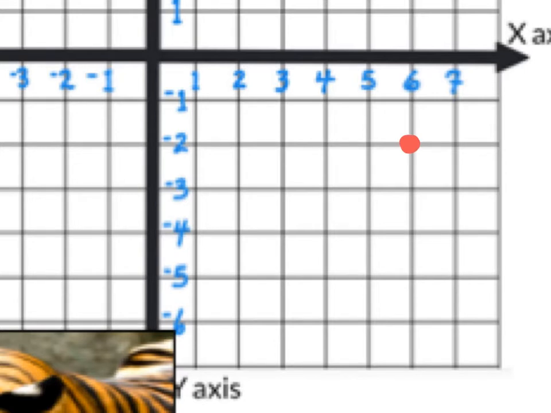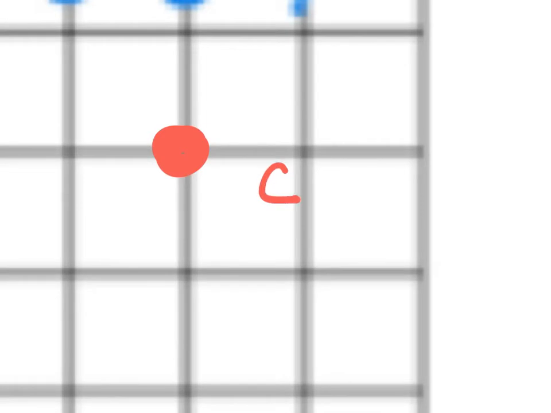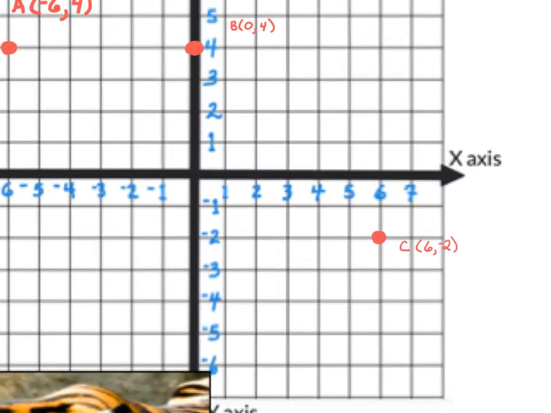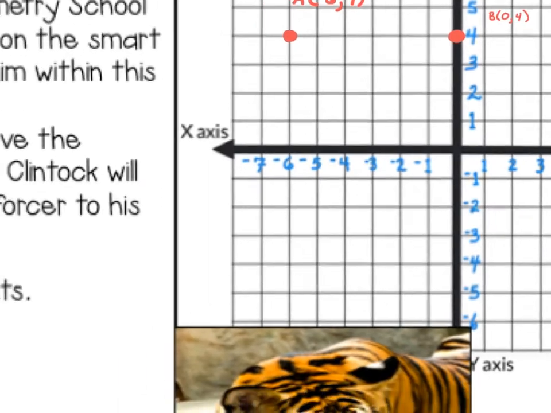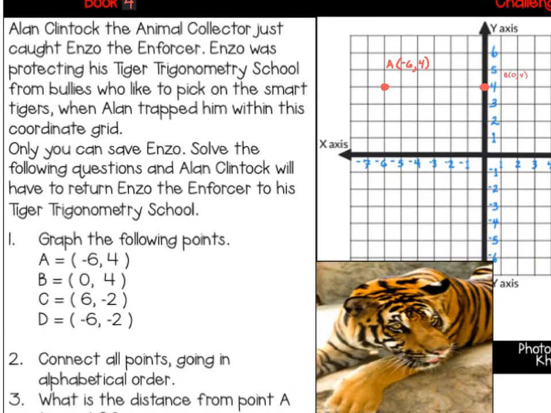And now we'll write C is at +6, -2. And that goes in parentheses. And once again, this is what your grid so far should look like. You got A, B, and C down there. And let's go ahead and look and see where D ends up being.